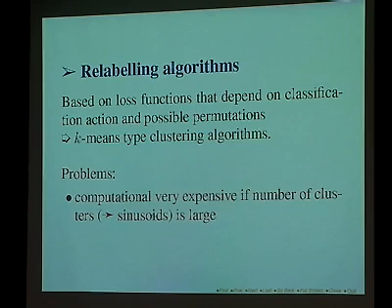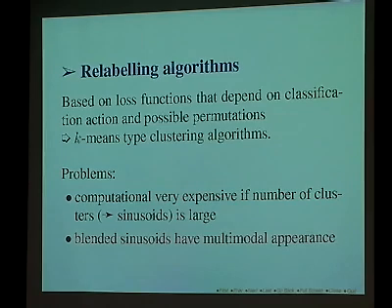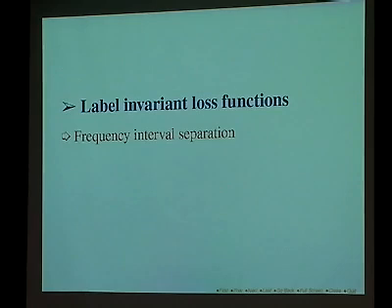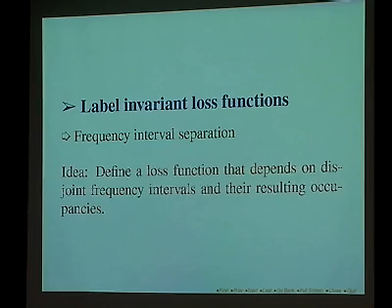The problem is, due to these permutational restrictions, it's very computationally expensive when the number of clusters or sinusoids is large. And also we have the problem with blended sinusoids, and they have multimodal appearance. So in the end, I used this technique here, label invariant loss functions. It's a kind of frequency interval separation. The idea is to find a loss function that depends on disjoint frequency intervals and their resulting occupancies.